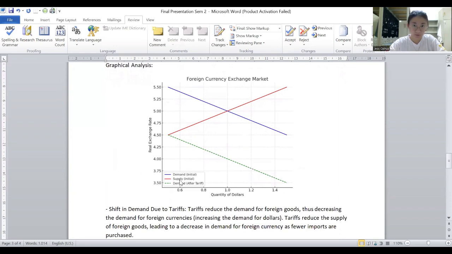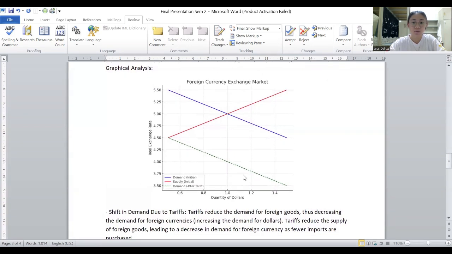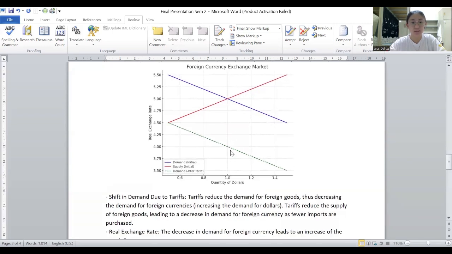Due to the high tariff, Trump's tariff policy will reduce demand for foreign goods, thus decreasing the demand for foreign currency too. As you can see here, it shifts to the left, causing the demand to become the green line here. The demand shifts to the left, and the tariff reduces the supply of foreign goods, leading to a decrease in demand for foreign currency as fewer imports are purchased.